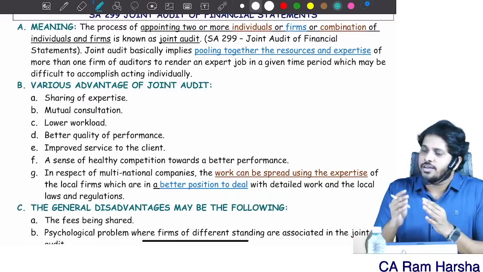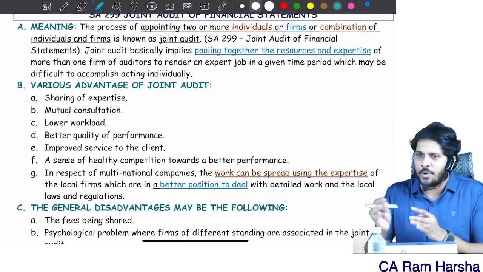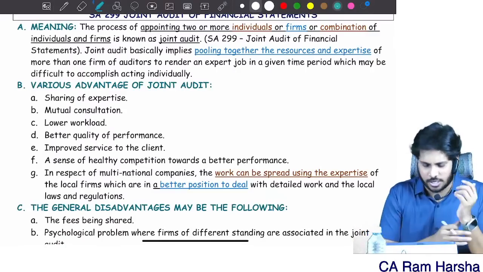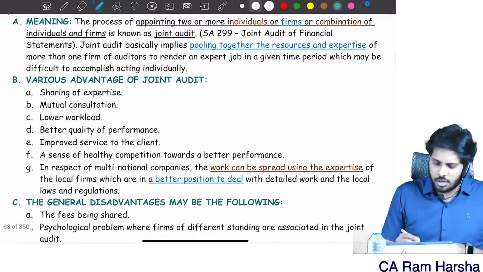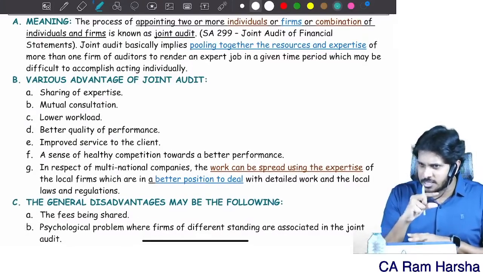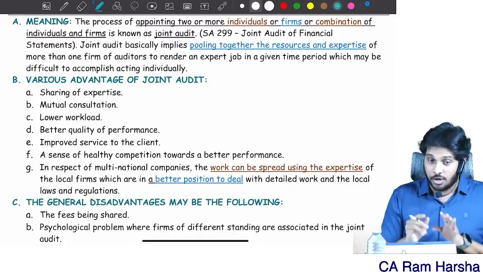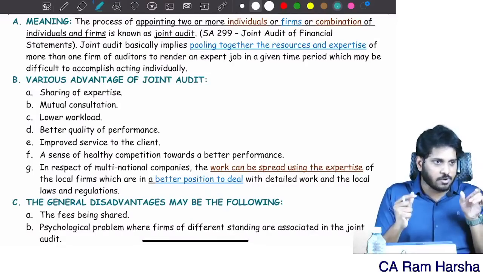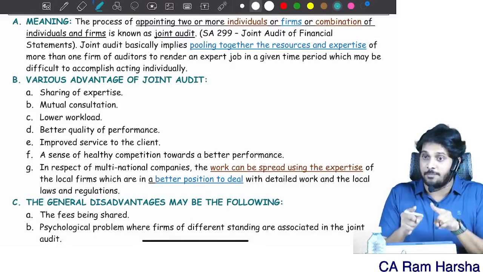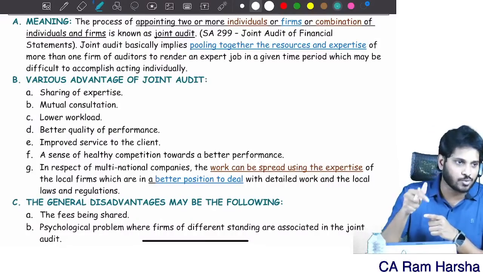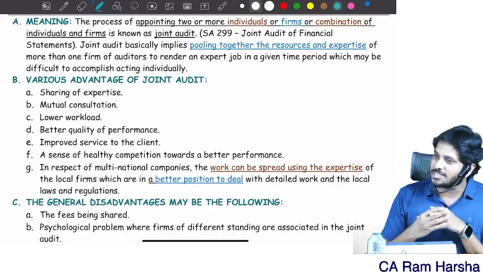Understand? Okay. If two or more auditors are appointed for the same scope of work, that is called what? Joint audit. So, two or more auditors means what? From the same firm, two partners coming, that is a no. Two different firms are auditing. One sole proprietor firm appointed, another partnership firm appointed. Both of them are appointed for the same company, for the same scope, for the same financial year, and the same statute. Then it is called what? Joint audit.